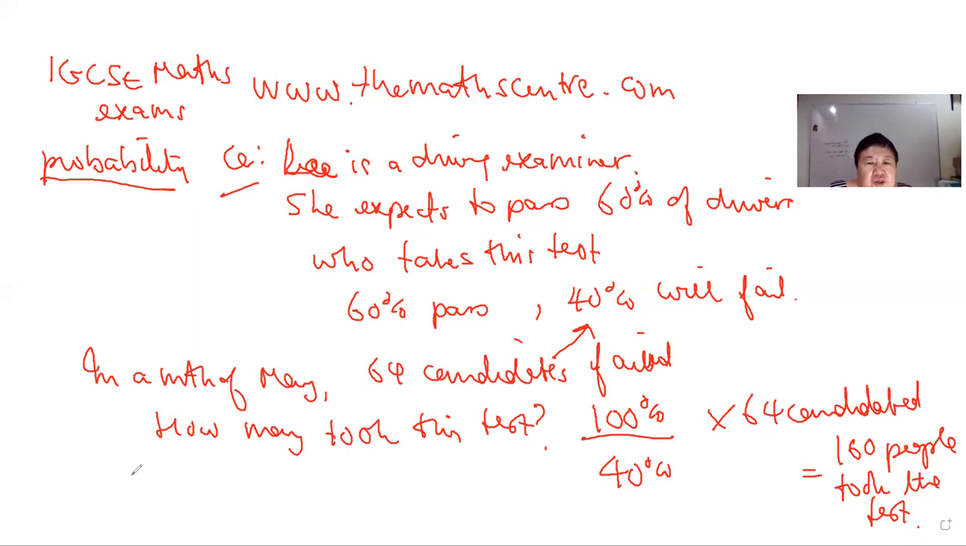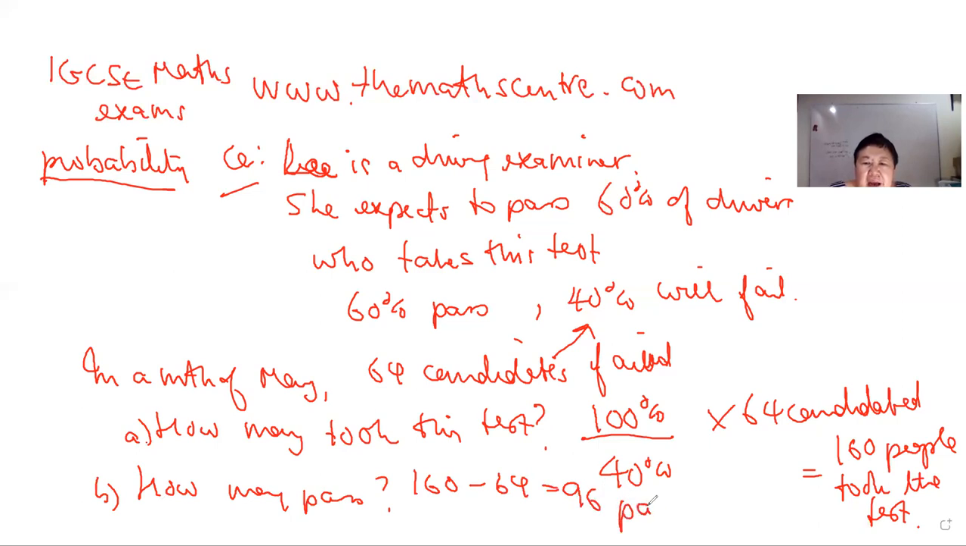Now, the question says, how many pass? Let's say it goes on to part A and then part B. All you have to do is take 160 minus the number who failed, 64. You find that 96 pass. Therefore, 96 pass, 64 fail. The total is 160, the total number of candidates. Quite a simple question.